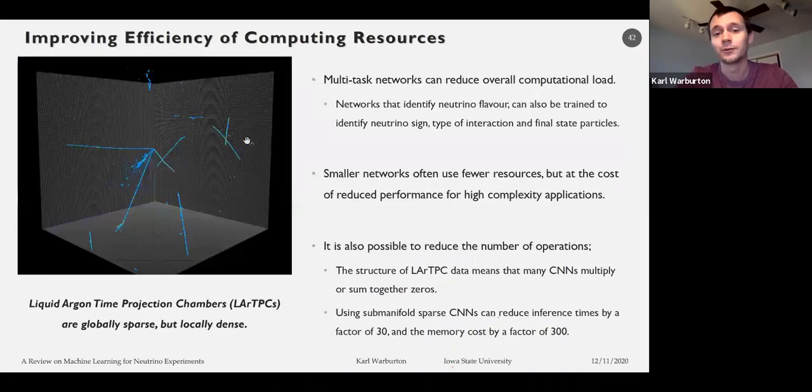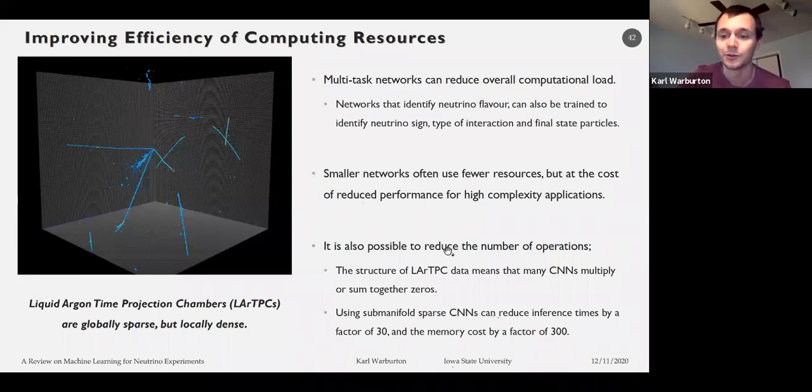So, one way to reduce this computing load is simply to make your networks more efficient. One way to do this is to have multitask networks. So instead of just identifying the type of interaction, you could identify the number of particles that come out of the interaction, or you could identify the sign, so whether it's a neutrino or an anti-neutrino interaction. And work is being carried out to begin doing that. Obviously, a very easy way of reducing computational load is simply having smaller networks, but they often have reduced performance, which is far from ideal.